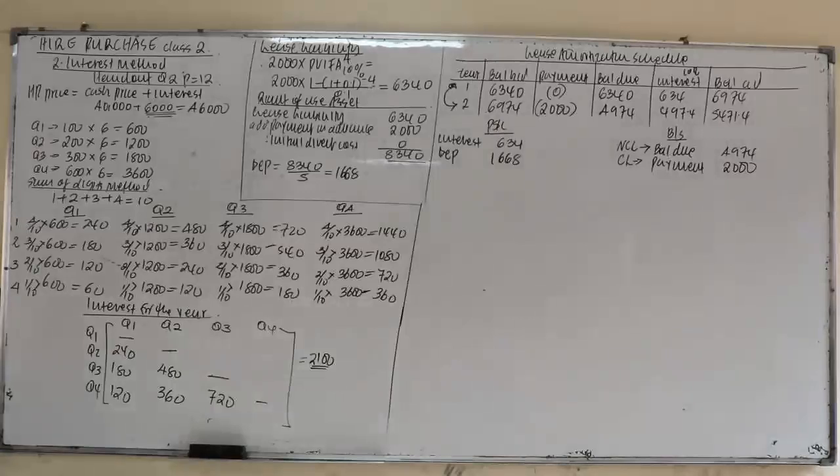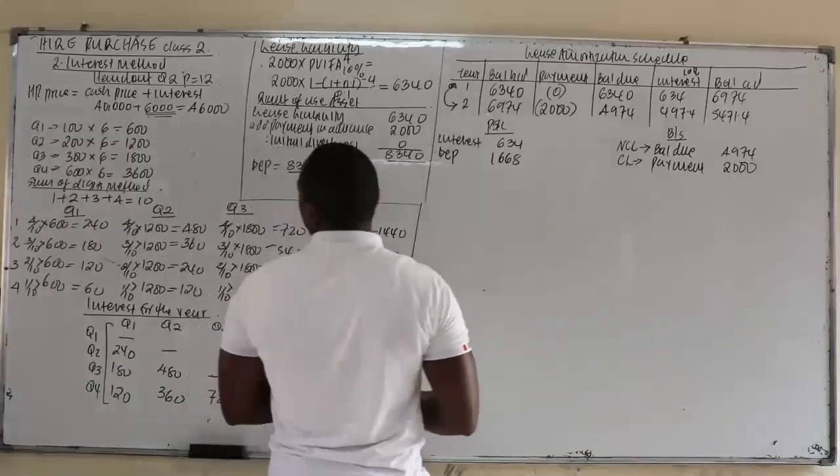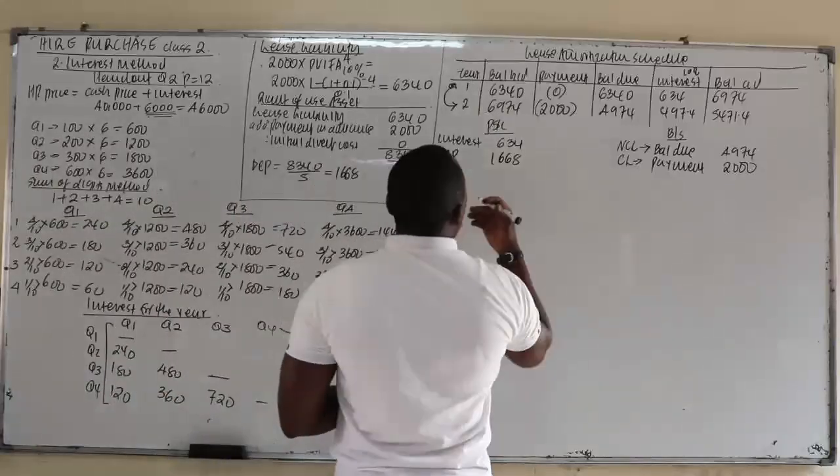Required income statement for the year ended 31st of December 2017. So now let's prepare the income statement. And so to prepare the income statement, now first you can copy, just copy.